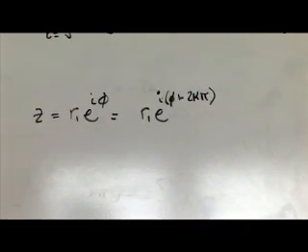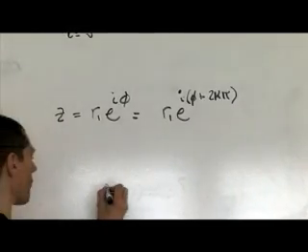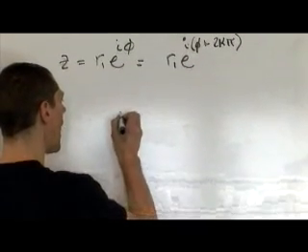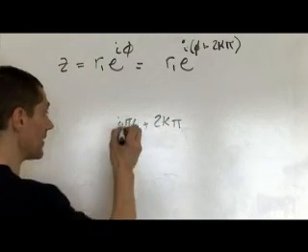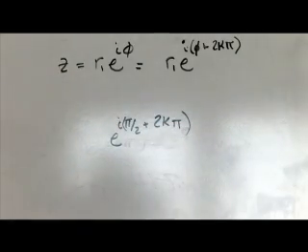Okay, and once again, I'm really sorry. The last time, when I wrote e to the i pi over 2 plus 2k pi, I didn't put the brackets, and that's absolutely necessary to make this right. Okay, so pardon me on that.